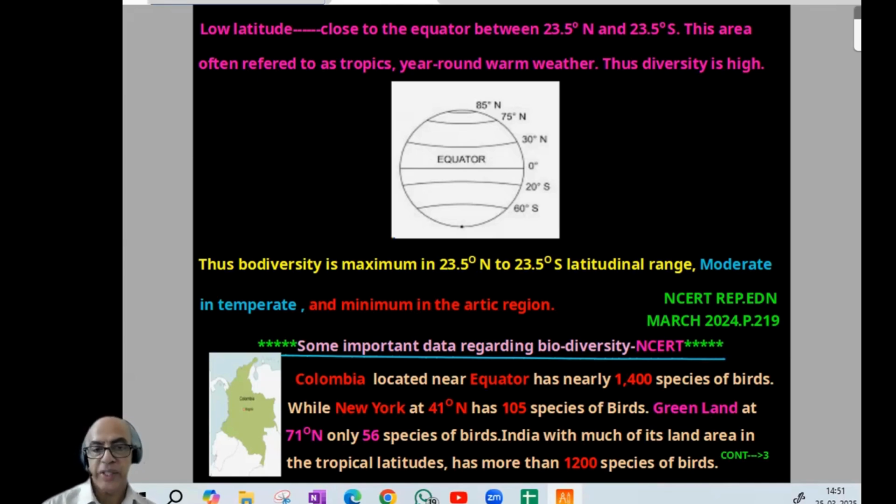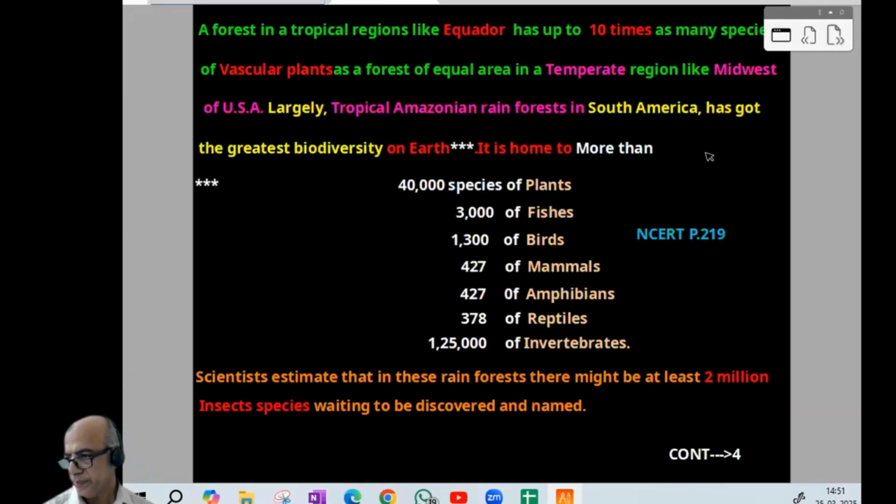India, with much of its land area in tropical latitude, has more than 1,200 species of birds. So, a lot of popular questions. Now we can proceed to the next page. Also, some important data are there. A forest in a tropical region like Ecuador has up to 10 times as many species of vascular plants as a forest of equal area in a temperate region like the Midwest of USA. Largely, the tropical Amazonian rainforest in South America has the greatest biodiversity on Earth.